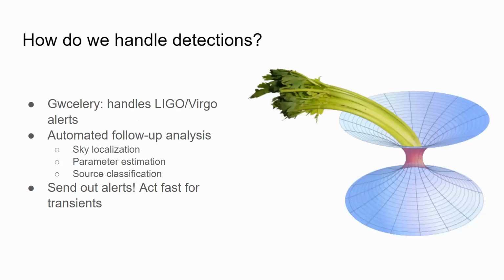So how do we handle these detections? There's this package called GW Celery, and that's what we work with, and it handles the LIGO and Virgo alerts. So this is automated follow-up analysis, sky localization, parameter estimation, and source classification. It sends out these automated alerts because we've got to act fast to find these transients. Astronomers everywhere will start looking for them if it's a possible good event. And that's something that we need to act fast, because these transients are only on the, maybe up to a week, but really if you want to see the bright stuff, a couple days, a few days. So a lot of times we have to act very, very fast.